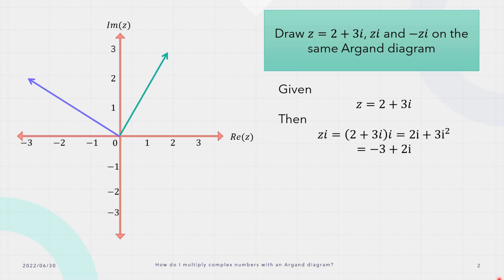Finally, we rotate zi 180 degrees, and this will be negative zi. Notice it is the same as rotating z 90 degrees in a clockwise direction.